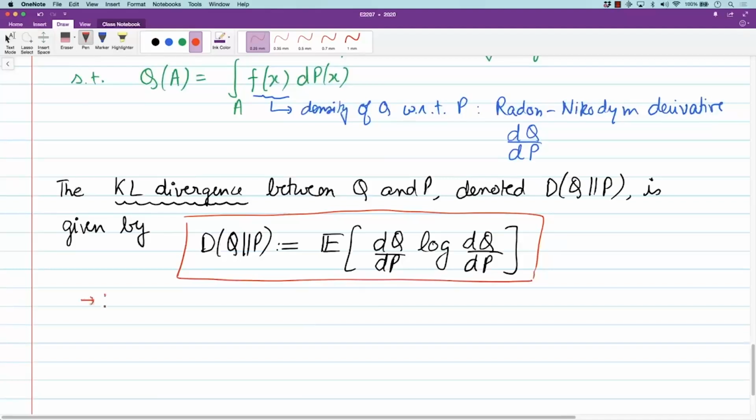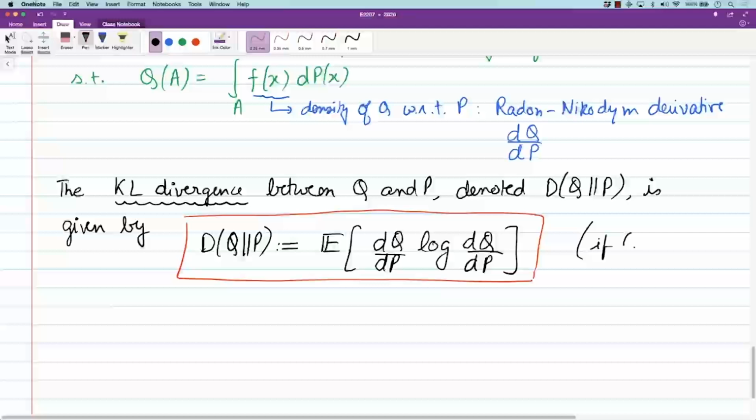So actually let me elaborate on this. This is true if Q is absolutely continuous with respect to P. Otherwise, this Kullback-Leibler divergence is just infinite. Okay, but let's just put it for this case. Now, special cases.